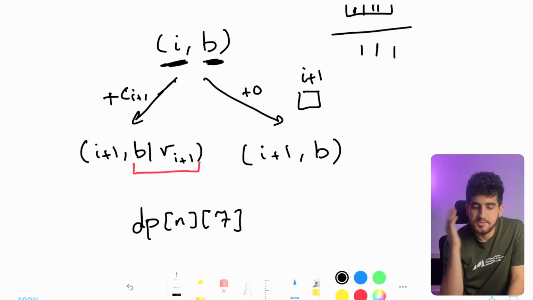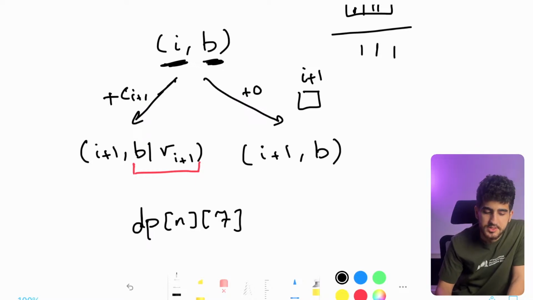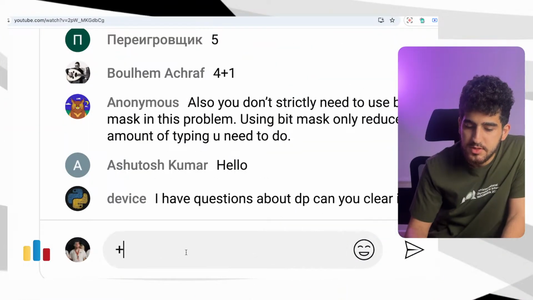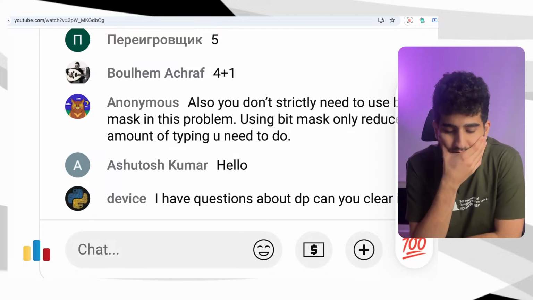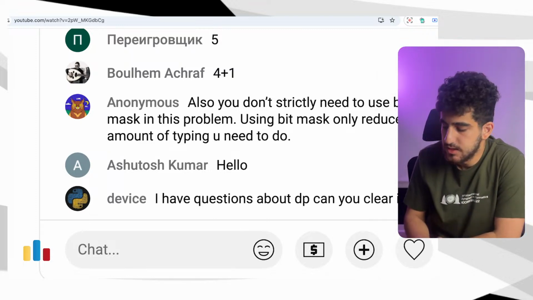Is it clear what I'm talking about? If it is, please put a plus in the chat or use this emoji. If it is not clear, also let me know.